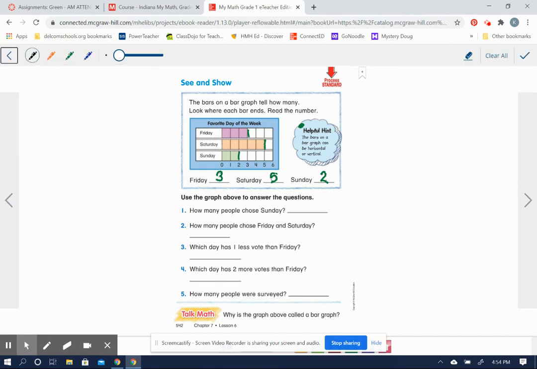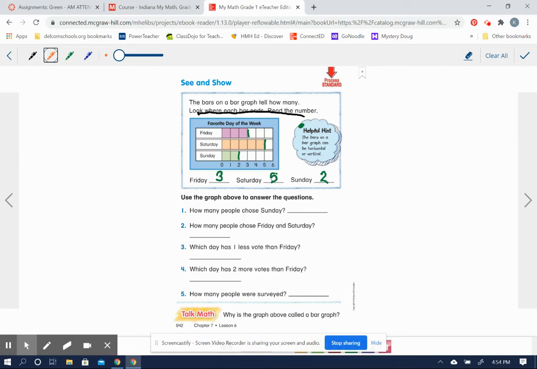I lost my pen when I turned the page. Okay, so horizontal goes like this, like that. Horizon is a line that goes that direction. Okay, now to read this graph, we got these numbers by reading the graph.